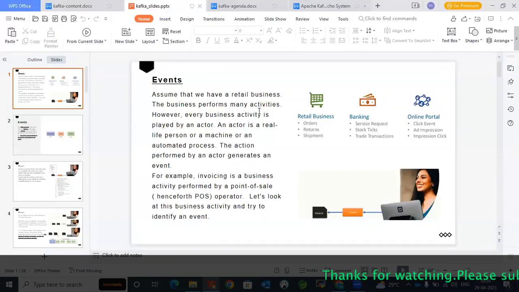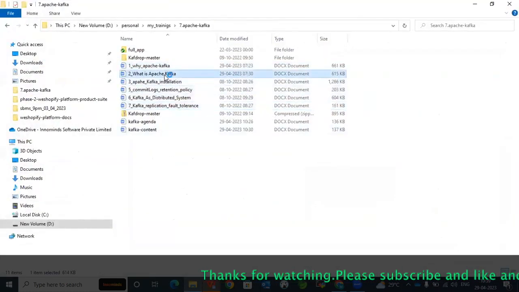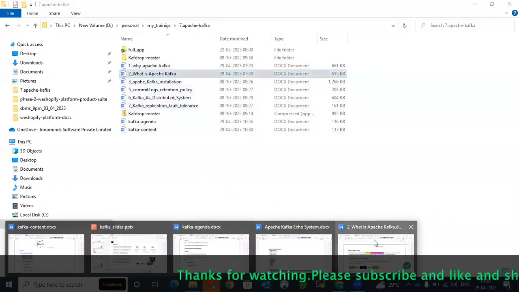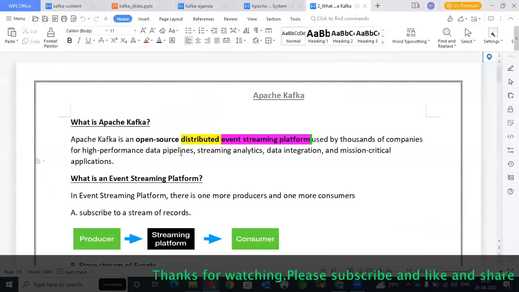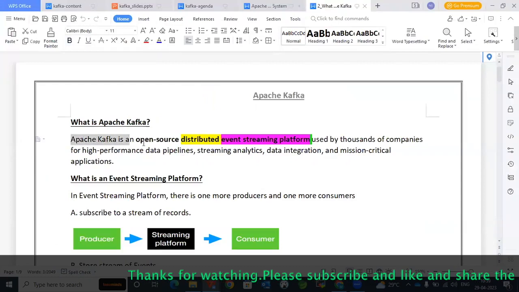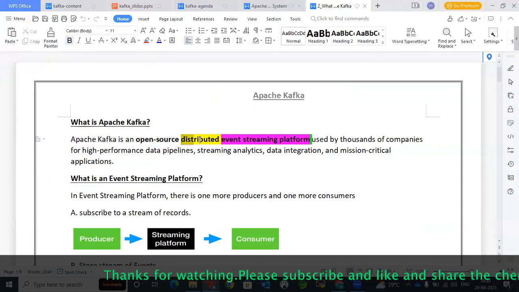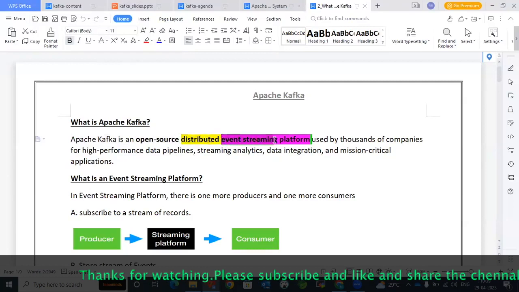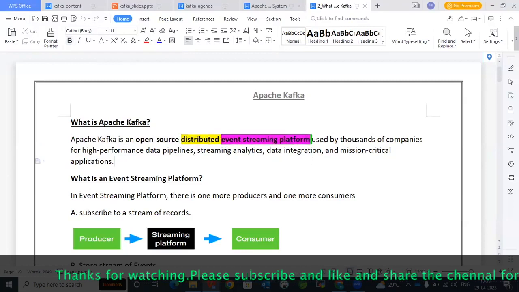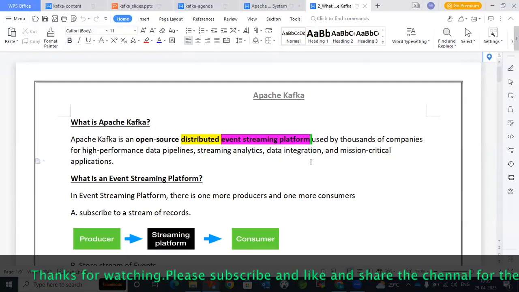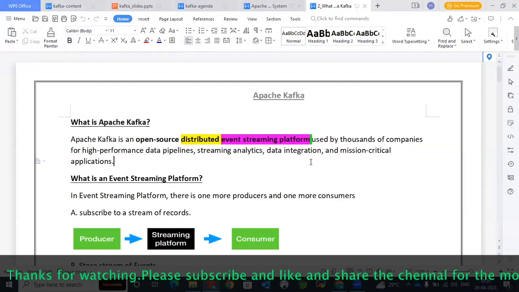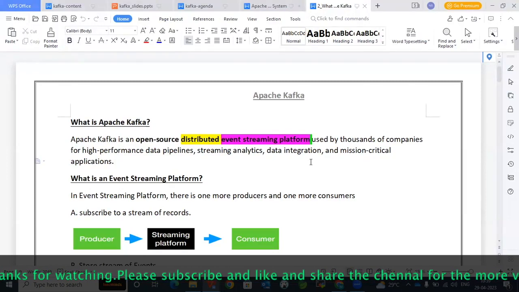So now let us understand. Before understanding Apache Kafka, we need to understand events first. Why do we need to understand events? Because, as per the Kafka documentation, the official definition says Apache Kafka is an open source, distributed event streaming platform. So what is Kafka? It is an open source, distributed event streaming platform.